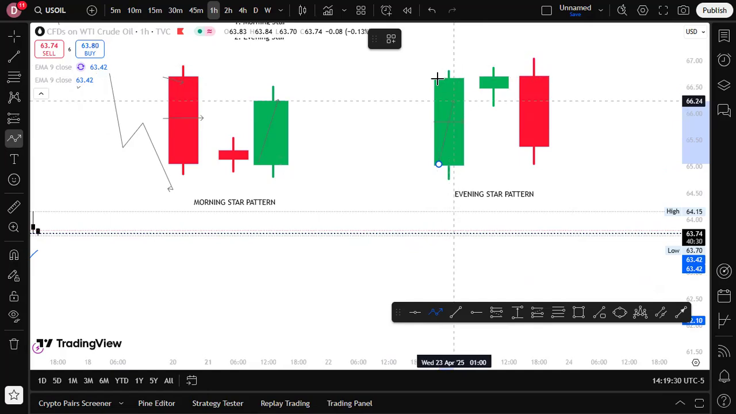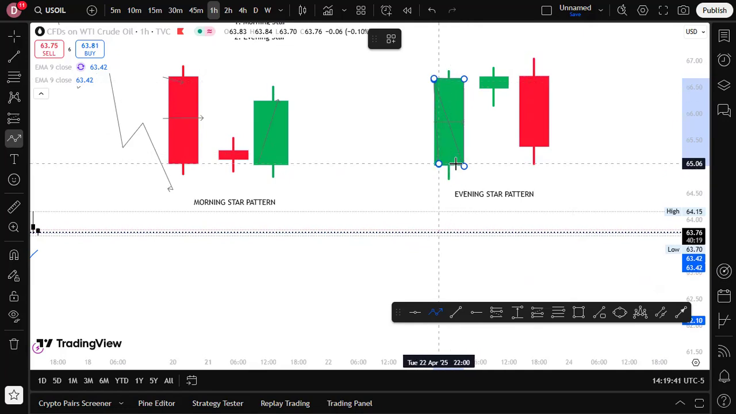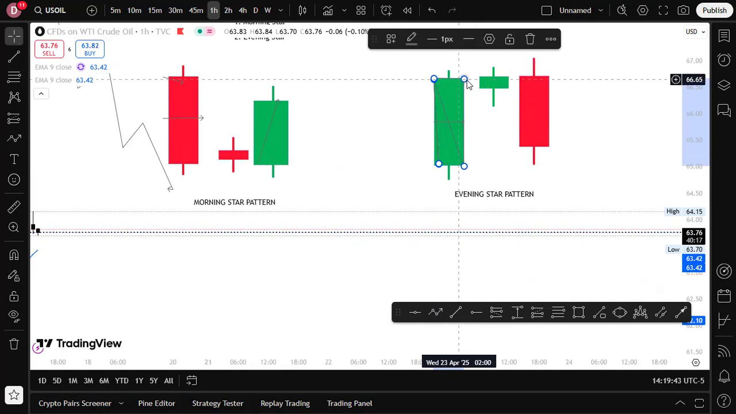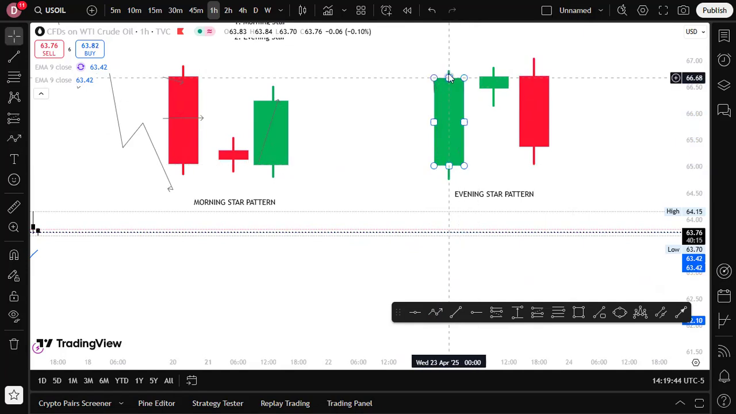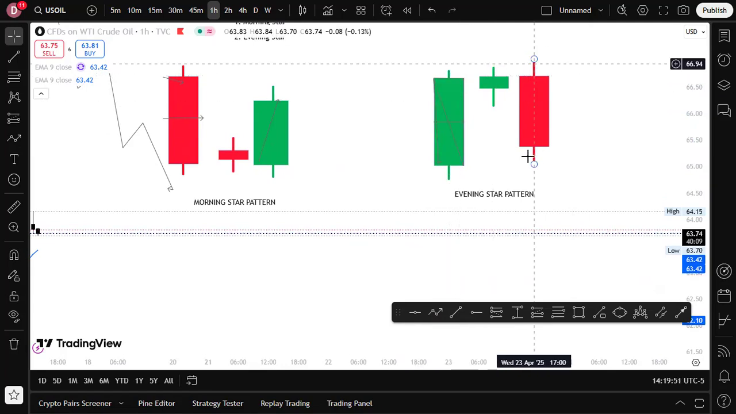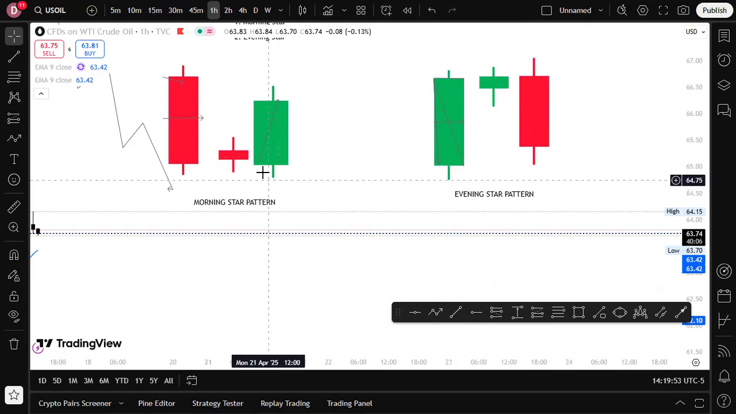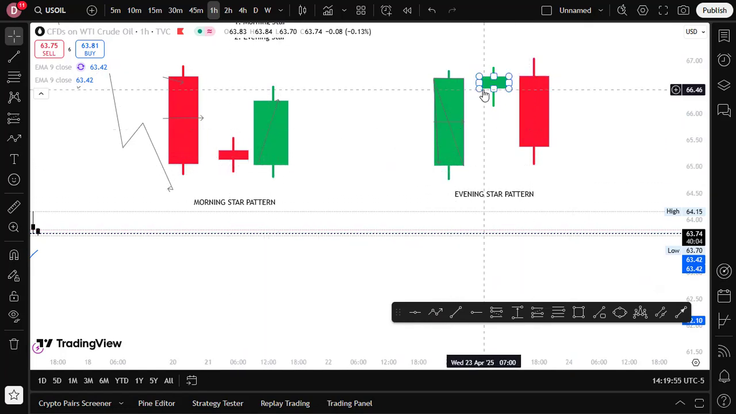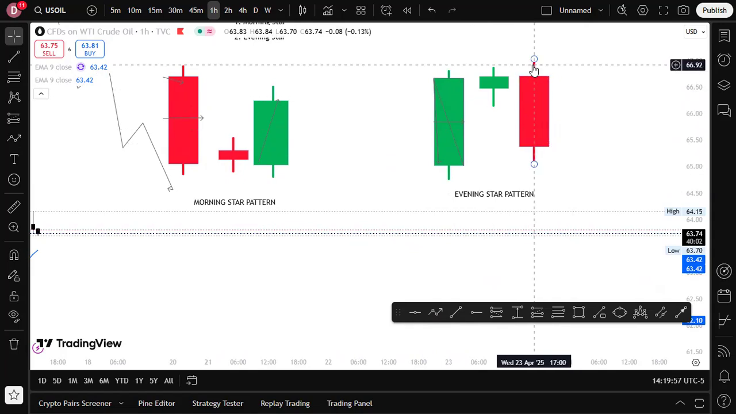From here to here is considered the body of this candlestick. This is the body of the candlestick. And this little line you see up here is the wick. All these lines that I show here are called the wicks. So this is the wick of the candlestick, and this is the body of the candlestick.